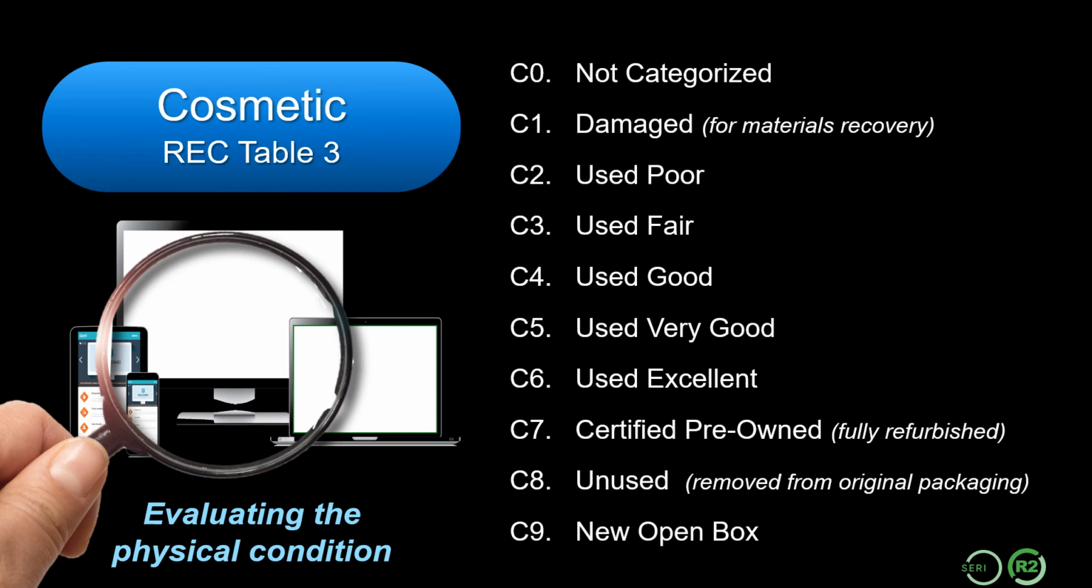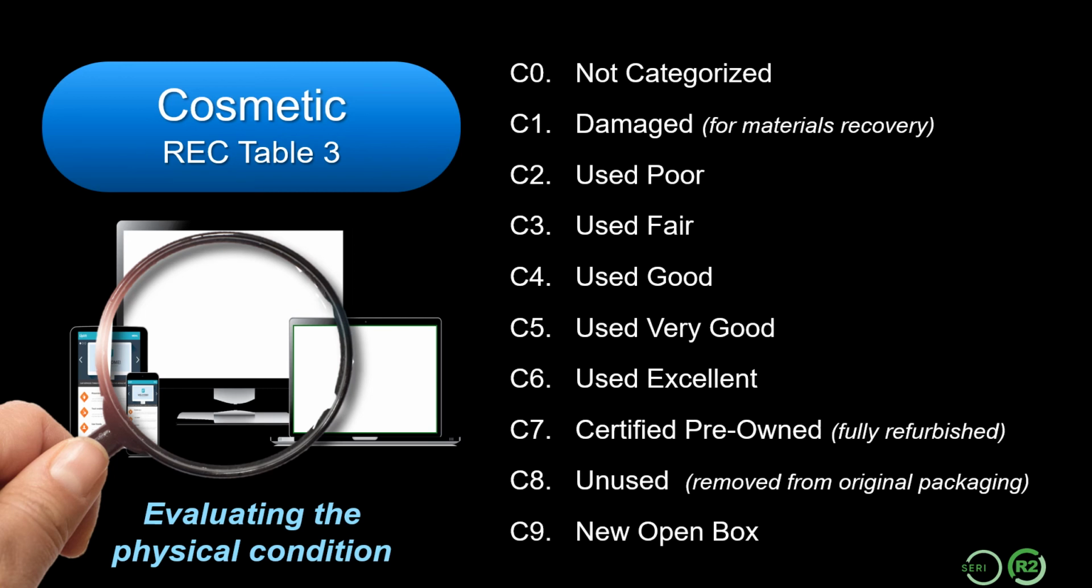Table 3 from the REC provides a range of cosmetic categories, along with detailed descriptions that can be used to identify the cosmetic condition of reusable equipment. While use of REC categories are preferred, R2 facilities can use equivalent categories that are mapped to the REC or provide a detailed description of the cosmetic condition that characterizes the physical appearance and any damage or missing parts.